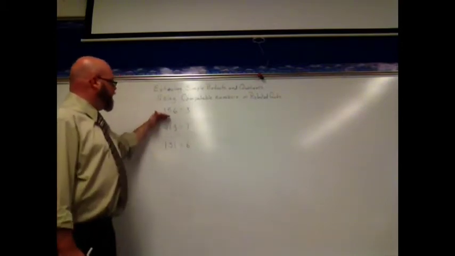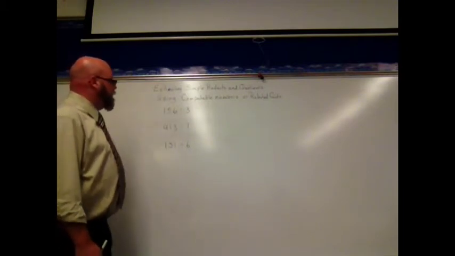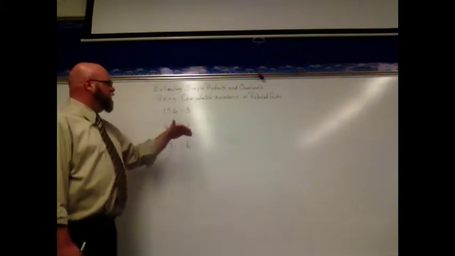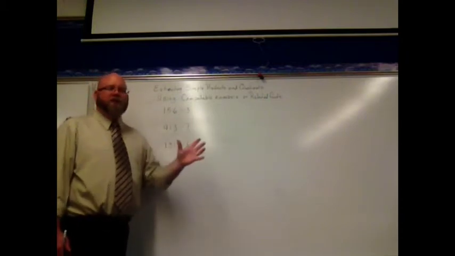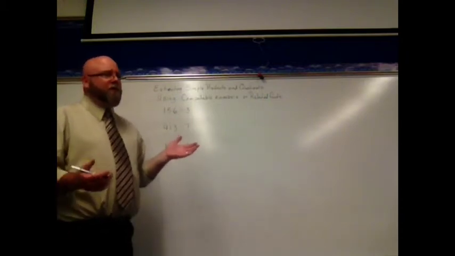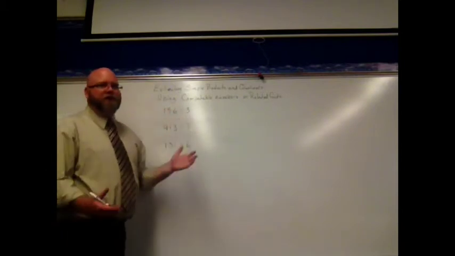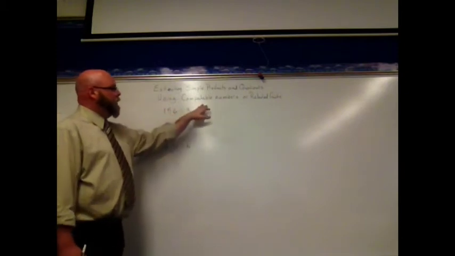So let's take a look at these three examples. I have 156 divided by 3. Now if I rounded this to the nearest 10, it would be 160 divided by 3. And that's still not real easy to divide mentally. If I rounded to the nearest 100, 200 divided by 3 isn't real easy to do either. So here I like this idea of using compatible numbers.